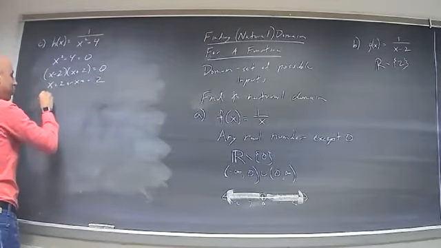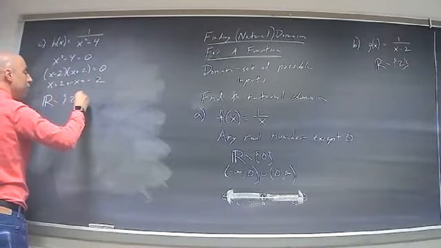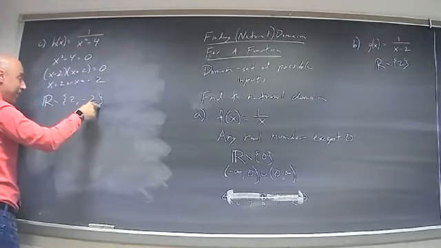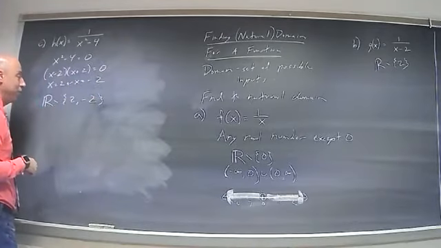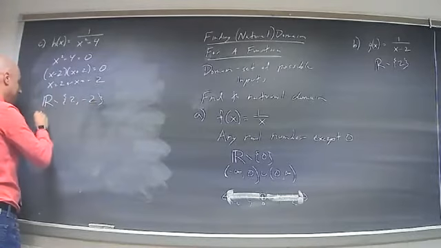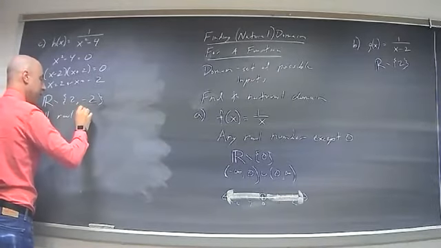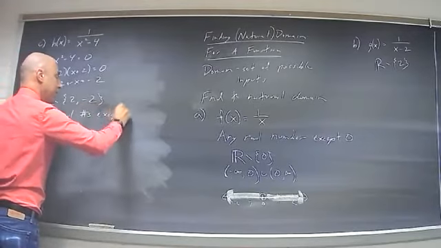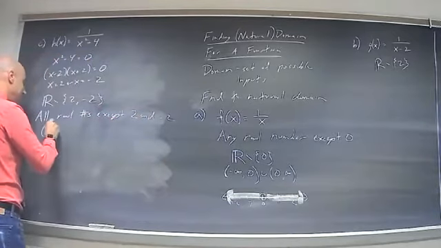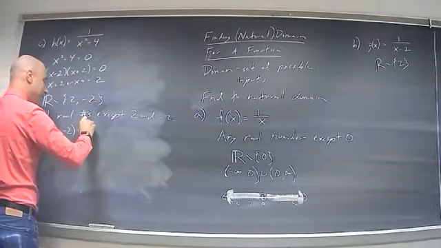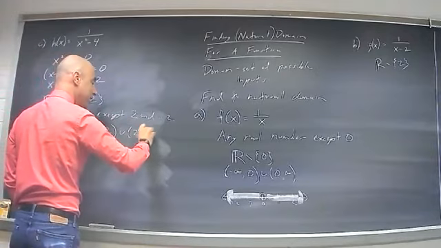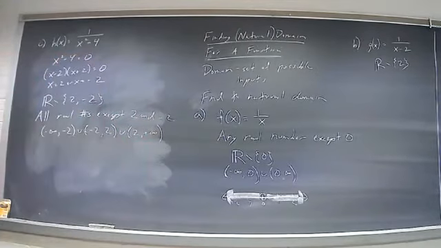I could write it all real numbers except for 2 and negative 2. Notice I put the 2 and minus 2 in braces. I haven't tried to write it like an interval. I could write all real numbers in words, set minus 2 and minus 2. I could write negative infinity all the way up to minus 2, and everything between minus 2 and 2, and then everything from 2 to plus infinity. However you want to write your answer.